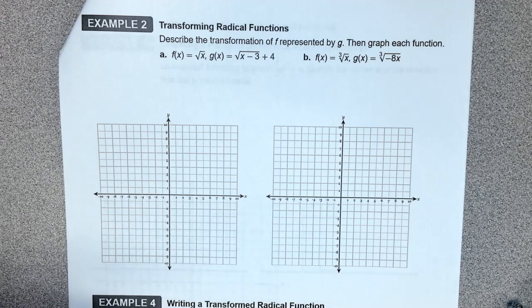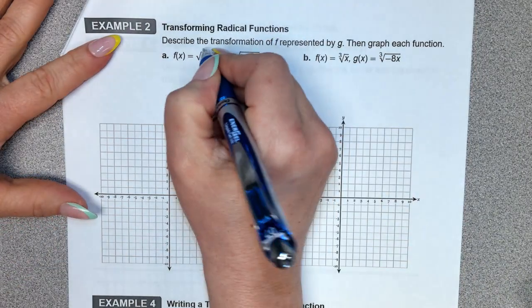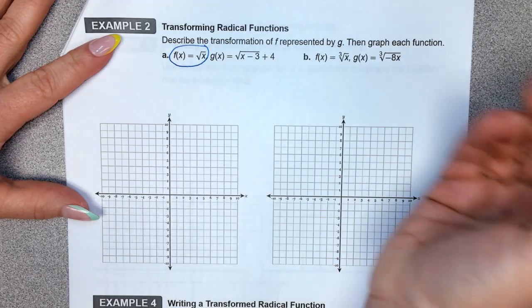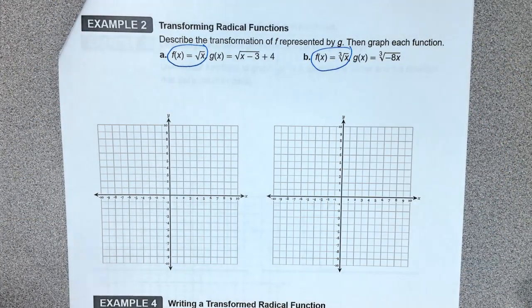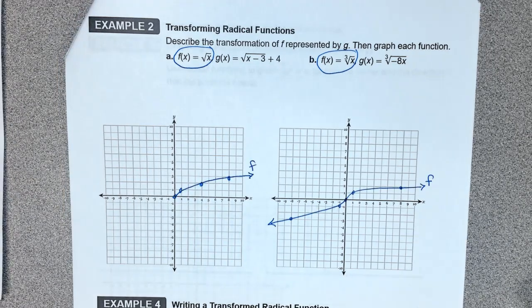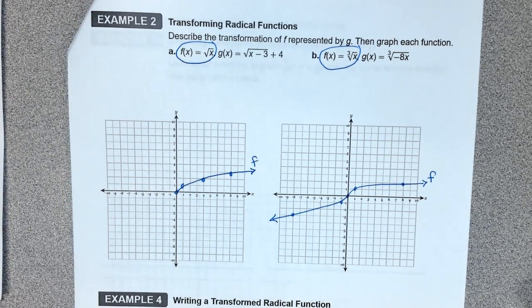Okay, so we just need to describe the transformations and then graph them, similar to what we did before. So go ahead and take a minute, press pause and get your parent functions. We're very lucky because they tell us the parent function on these. Our parent function right here is the square root of x, and the parent function here is a cube root of x. So press pause and graph your parent functions. Okay, so I have my parent functions graphed here.